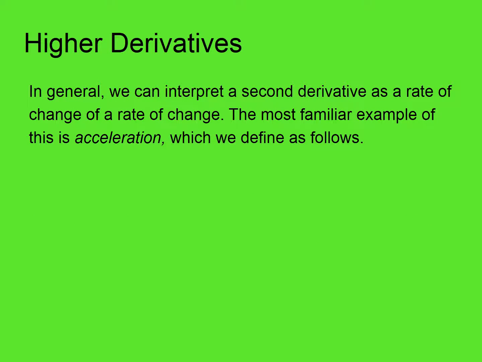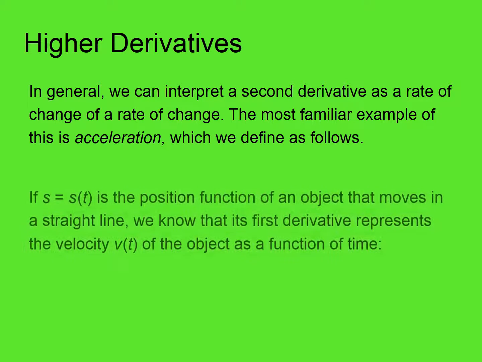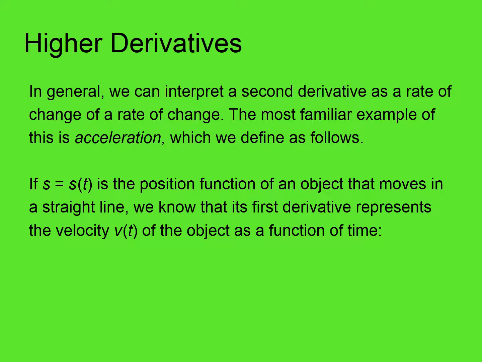In general, we can interpret a second derivative as a rate of change of a rate of change. A derivative of a derivative. The slope of the tangent line of the slope of the tangent line. The most familiar example of this is acceleration. Okay, so we've been talking about the geometric interpretation. What about the one having to do with velocity? Okay, acceleration, what is that?